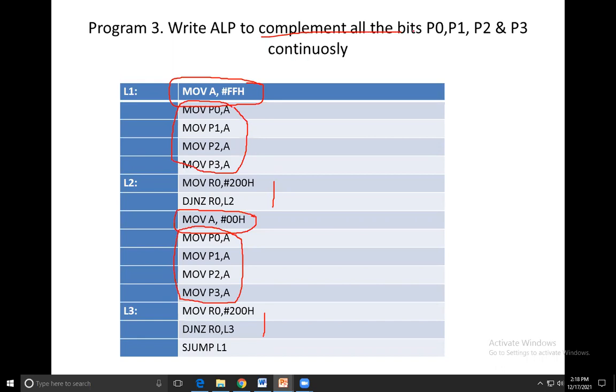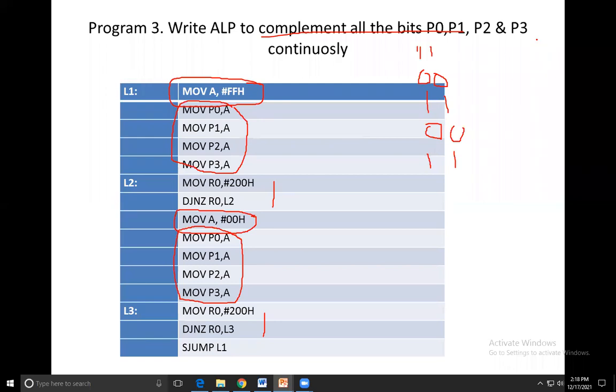First see what the program is. Complement all the bits. Complement means what? If the bit of port 0 contains 1, then after the complement it becomes 0. Again after that it becomes 1, after that it becomes 0. So a continuous process will be done to complement the bits of all the ports. So this is our restriction: we have to complement all the bits of port 0, 1, 2, and 3.